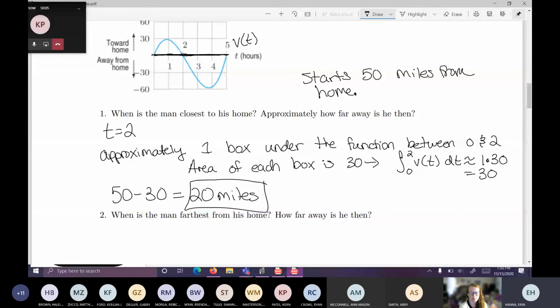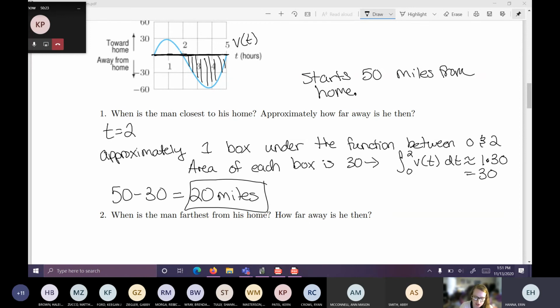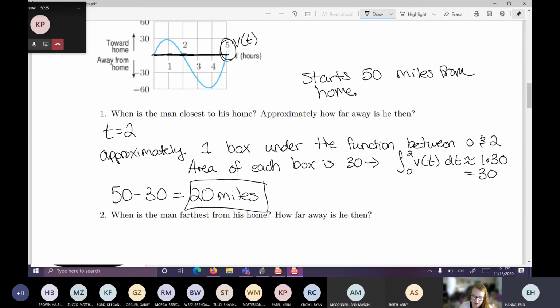Now we're asked, when is he farthest from his house and how far away is he then? There are 2 choices here. Maybe he started out the farthest away from his house. Maybe 50 miles was the farthest he ever got. Or potentially, since he turns back around at 2 and then starts traveling away from his house again between 2 and 5, he could end up the farthest from his house at the end of his trip, because he's traveling away from his house during those last 3 hours.